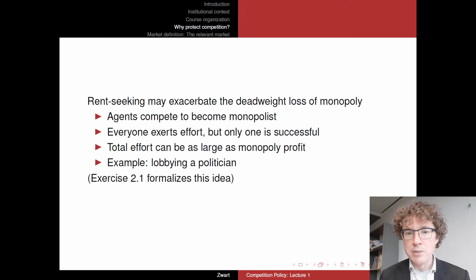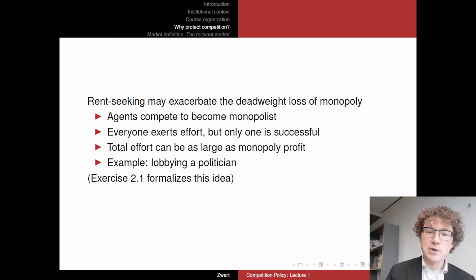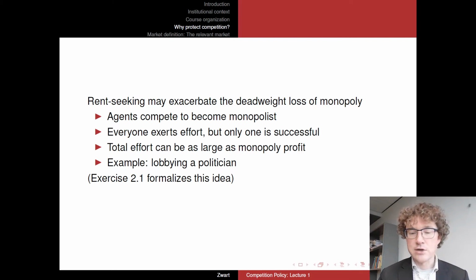It might be lobbying, or they might try to bend the rules in their favor, or they might spend a lot of time on advertising and getting big, which might lower total surplus, because the total cost of effort that these companies together are willing to spend might be as large as the monopoly profits. And we're going to look into a particular exercise in the tutorial that will formalize this, where you will compute this.